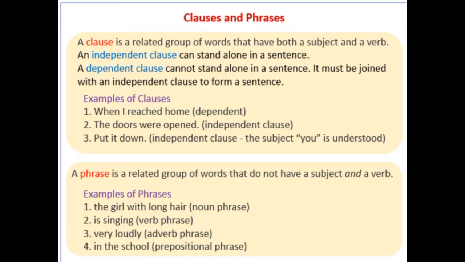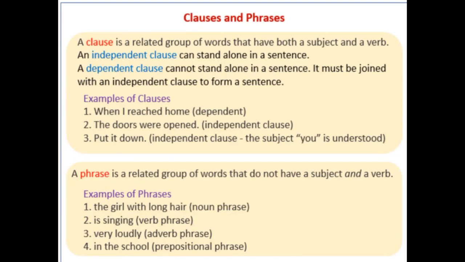A dependent clause also has a subordinator. The doors were opened. The doors is the subject, were opened is the predicate. The doors were opened is the independent clause or main clause. Put it down. Put it down is the independent clause or main clause, in which the subject you is understood.